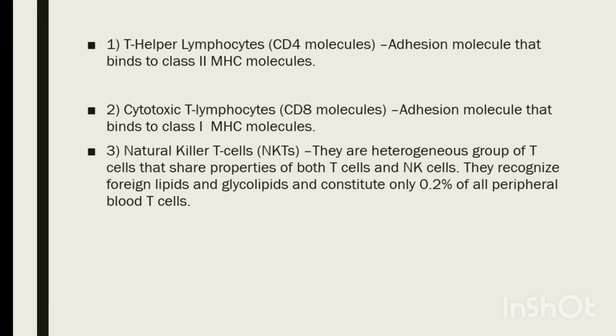T helper lymphocytes have adhesion molecules that bind to class II MHC molecules. Cytotoxic T lymphocytes have adhesion molecules that bind to class 1 MHC molecules. That means the main difference between class 1 MHC and class 2 MHC is that MHC class 1 molecules present antigens to cytotoxic T cells with CD8 receptors, whereas MHC class 2 molecules present antigens to helper T cells with CD4 receptors.